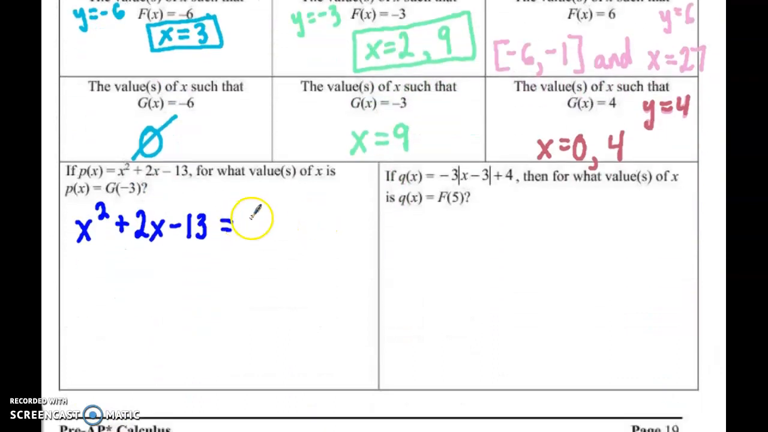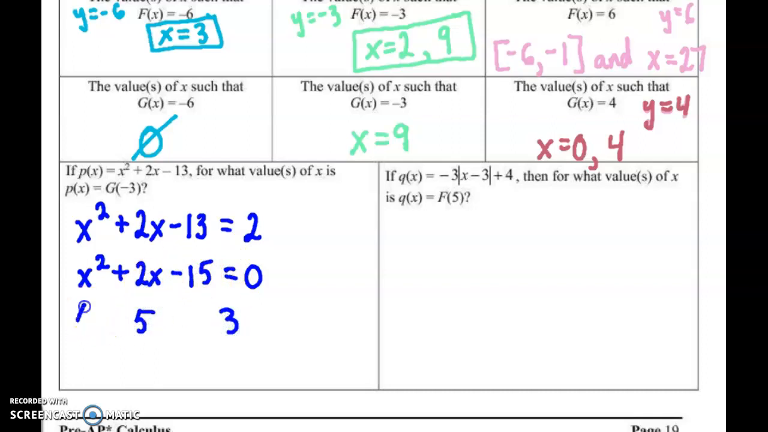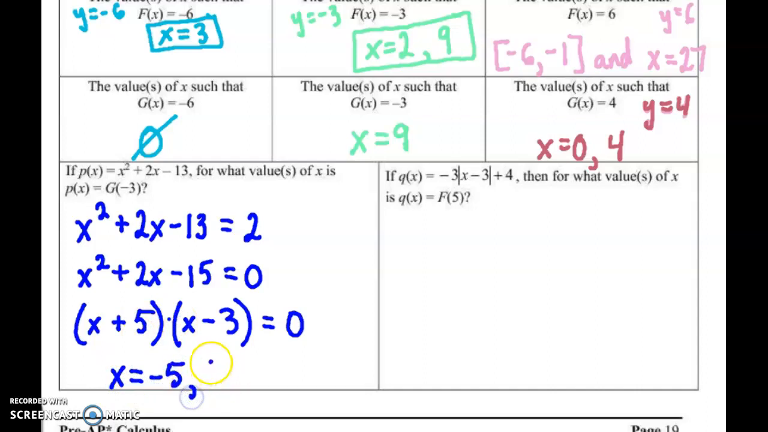And now what I can use is, because this is a quadratic, I can set this equal to 0 by subtracting 2 over. And now I can factor this, because there's 4 factors of 15, but the 2 factors of 15 that add to be 2 are 5 and 3. I'm assuming you're good at factoring from Algebra 2. And to make it a positive 2 is if 5 is positive and 3 is negative, because 5 minus 3 is positive 2. And then our zero product property would tell us that x could be -5 or positive 3.